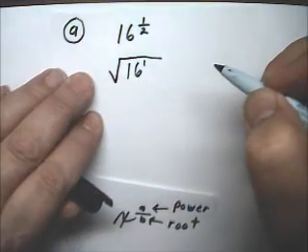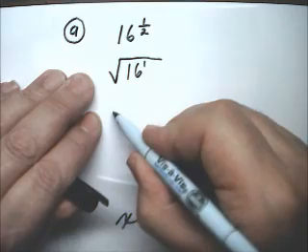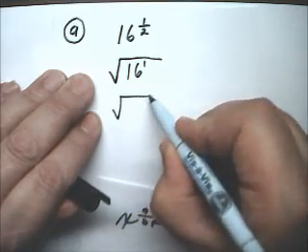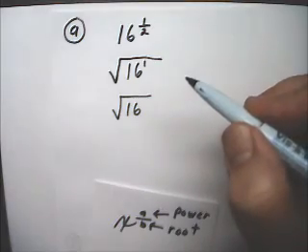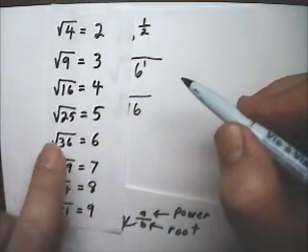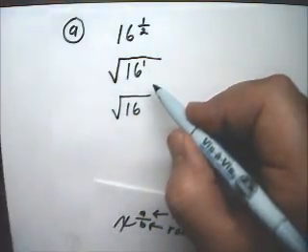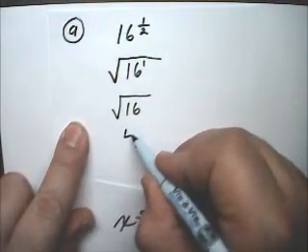So this is 16 to the 1st power. So 16 to the 1st power is just 16. So this is the square root of 16, and the square root of 16 is 4. So this answer is 4.